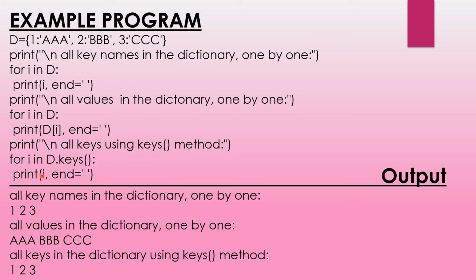So what will be the value of i? The value of i in d dot keys is the keys. So what will be the keys? First the value of i will be 1, as you can see, then 2, then 3. So you can see here in the output print i, the value of i is first 1, then a gap, then 2, then a gap, then 3, then a gap. Hope you understood this program.